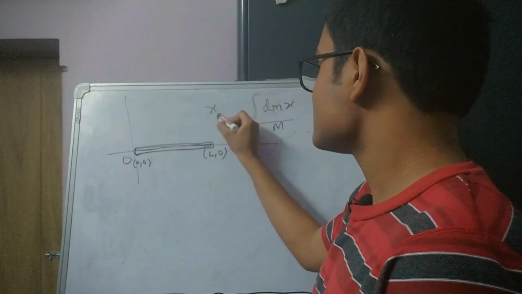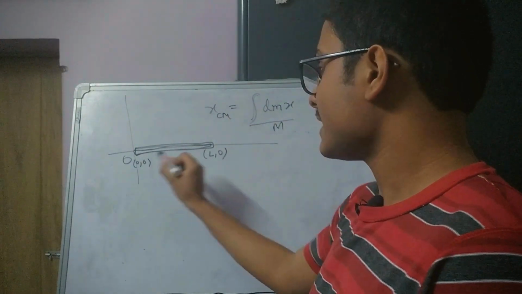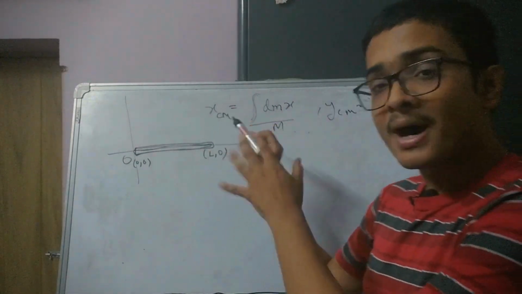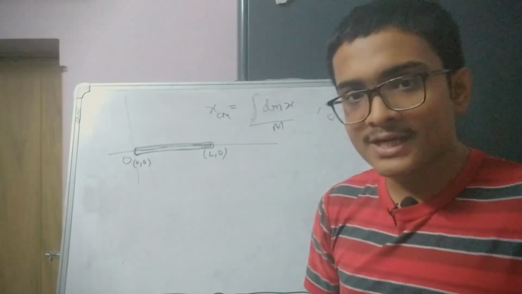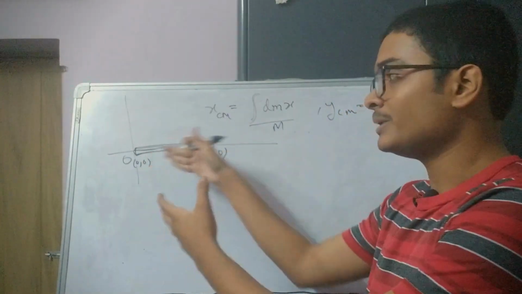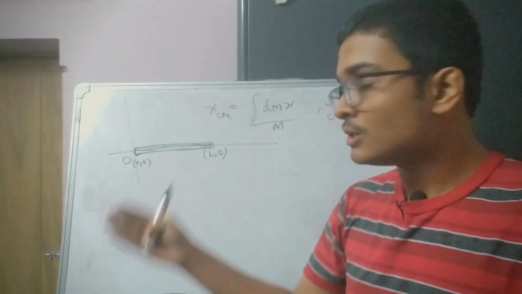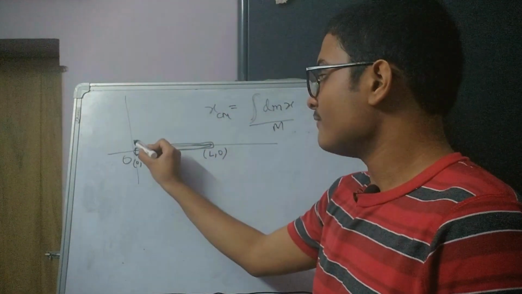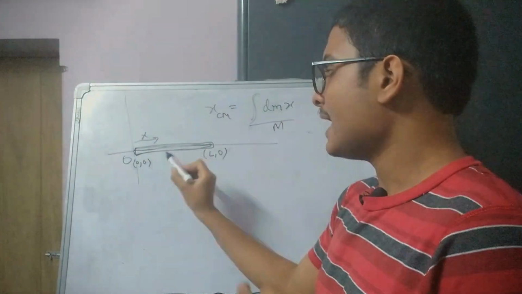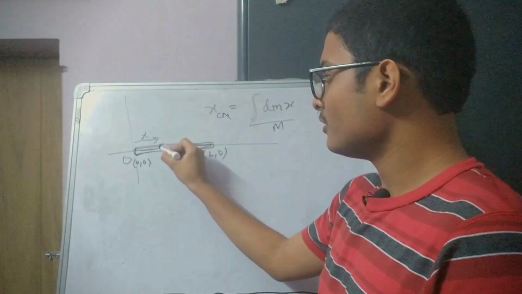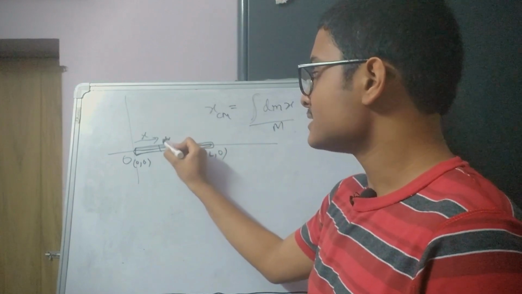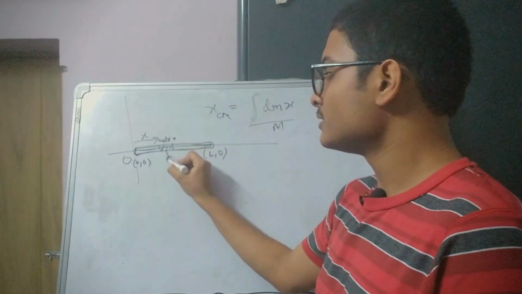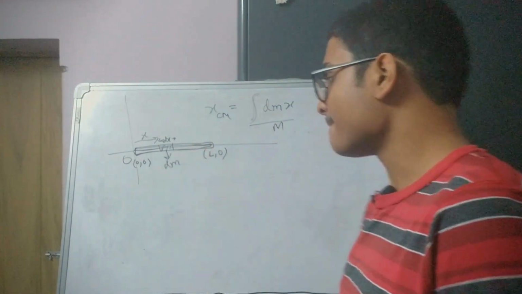This is the x_cm, the position of center of mass on the x-axis, because y_cm will be 0, because there is no mass of this rod in the y-direction. So obviously we can say that the center of mass will be on the x-axis, because its total mass is on the x-axis. Now let's start. We move x distance forward and cut a small element of length dx. Its length is dx. Since this is a small element, its mass will also be small, that is dm.